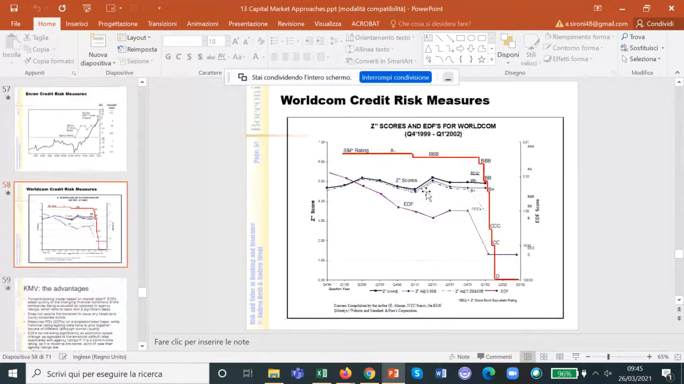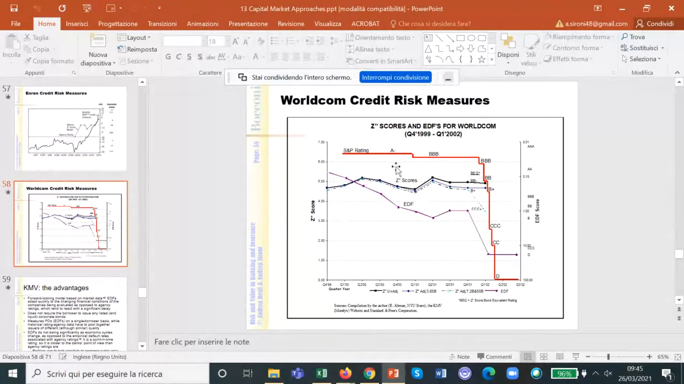This is for WorldCom. Look at the rating. The S&P rating never moved until the very end, when it got downgraded many times in a very short period of time. This is the Z-score. This is an inverted scale. And this is the EDF. The EDF started increasing much earlier, before the fall. So it's more sensitive to market conditions.